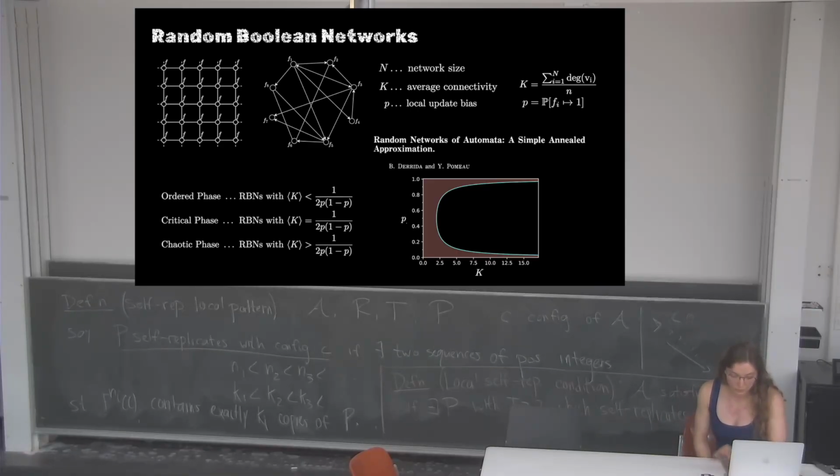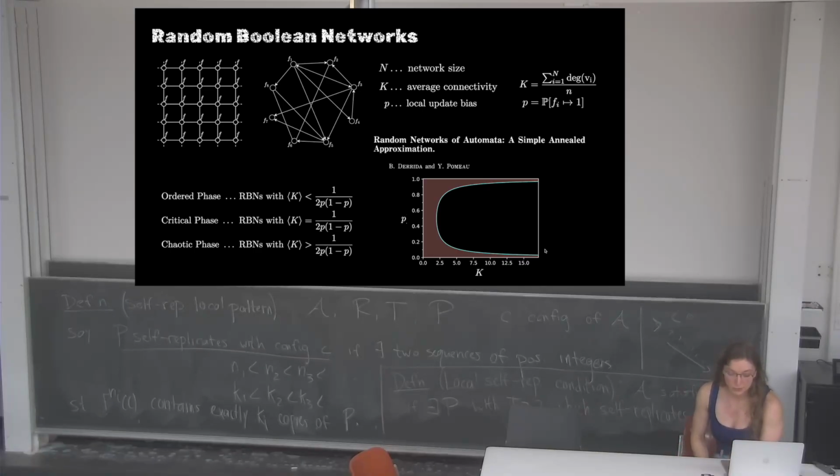So what they were able to do is define this critical line, which is the exact relationship between the average connectivity and the local update bias, such that in some sense, if the connectivity is too low, then the system is in some ordered phase, and if the connectivity is too high and there's too much activity going on because of it, we are in some chaotic phase, and then you have this critical line, which is the critical phase.